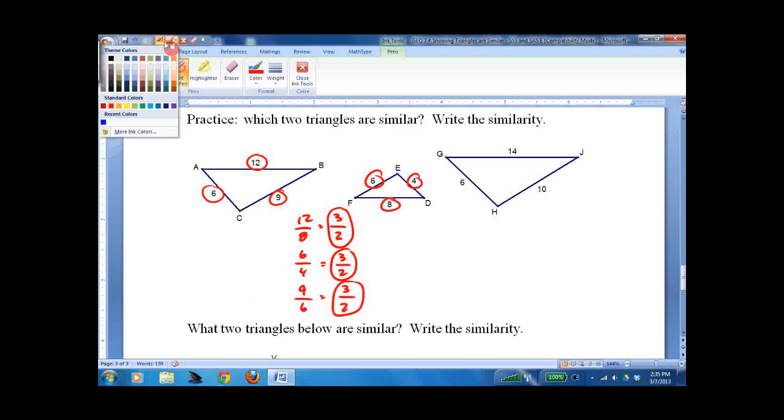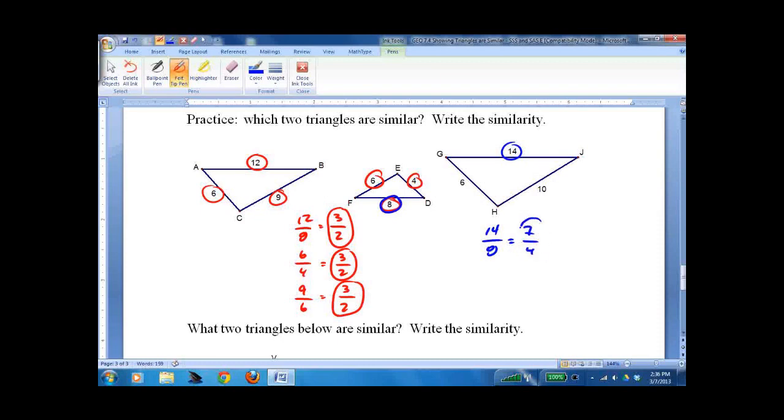Let's go with a different color. And well, let's try the ones that are right next to each other. It's probably easiest. Biggest is 14 and 8. 14 over 8, 7/4. And go with the smallest side just to make it easy. 6 over 4 is 3 over 2. So we don't have to go any further. They're not similar. And if these are similar and these are not, pardon me, these are not similar, then we don't have to check the first and the last one. We know they won't be.